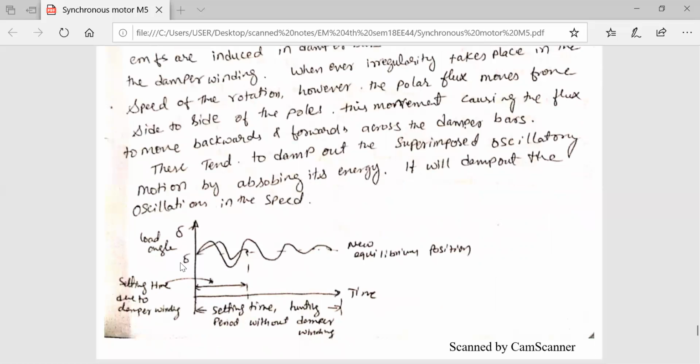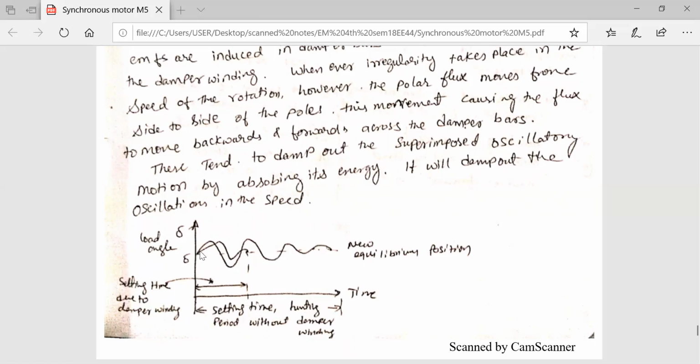This is the curve shown here: the load angle with respect to time. If you draw this, it is called a superimposed oscillation, the delta angle, continuously varying in the unstable region. Whenever a disturbance occurs, these oscillations are produced. This is the settling time of hunting due to the damper winding. This is the hunting period without damper winding. If you use the damper winding, we can reduce the hunting time.